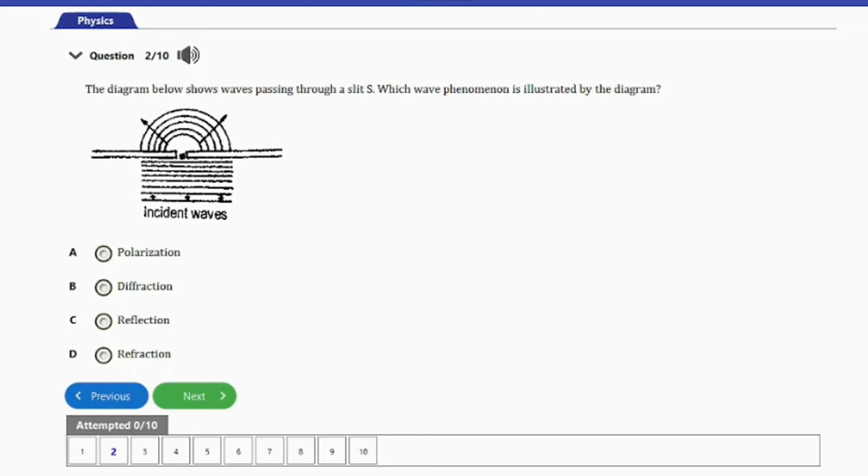So guys, the next question we have here is question number 2. It says, the diagram below shows waves passing through a slit S. Which wave phenomenon is illustrated by the diagram? Alright, so guys, this diagram here illustrates diffraction. So option B is the answer to this question. That's diffraction. So let's go ahead and consider the next question, guys.